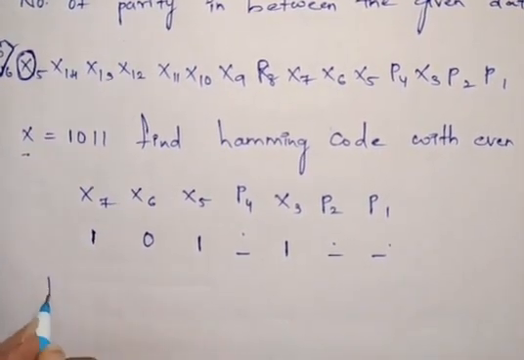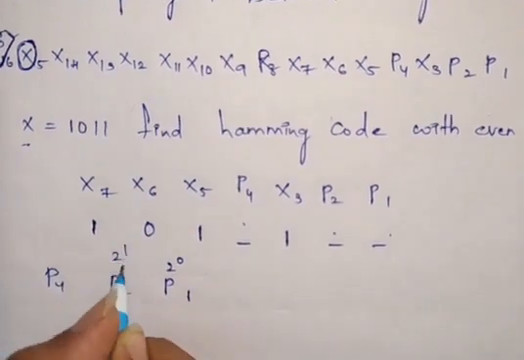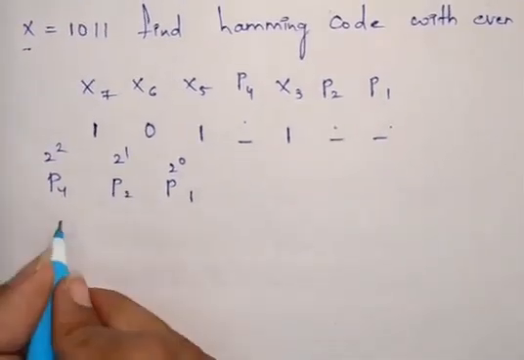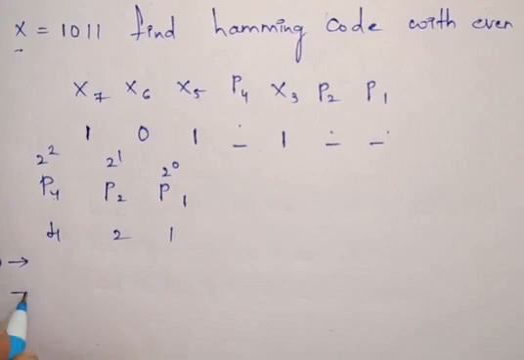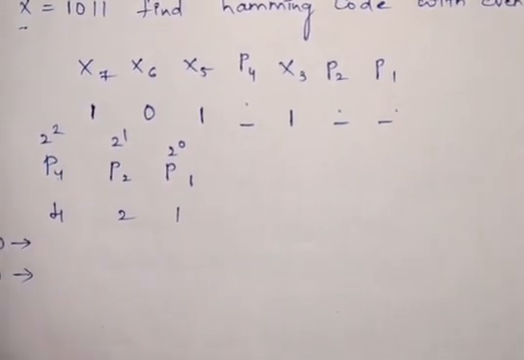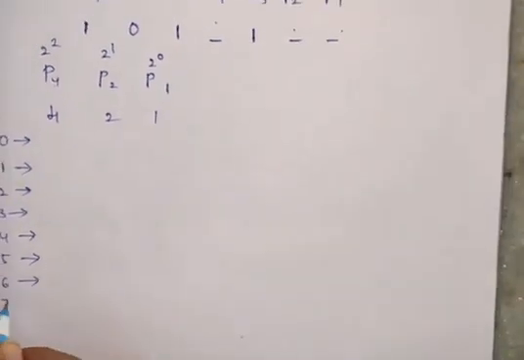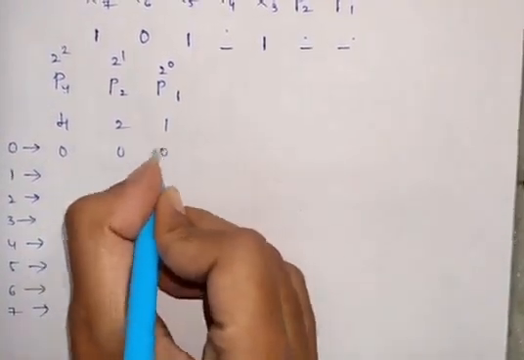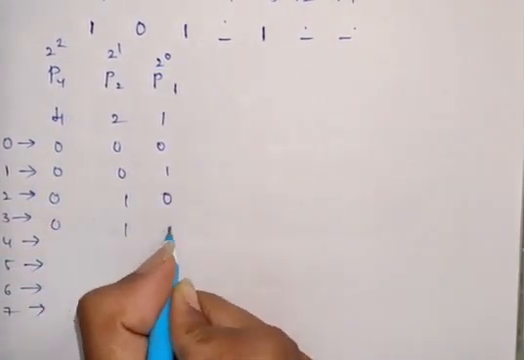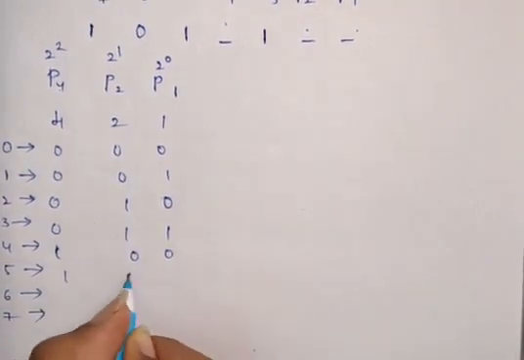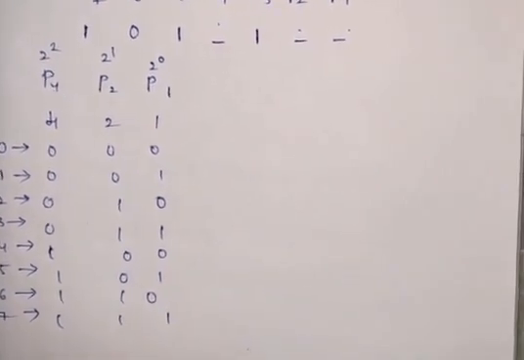Now we'll make a table P4, P2, P1. That is 2 power 0 means 1. 2 power 1, 2. 2 power 2, 4. 4, 2, 1. Similarly, we write 0 to 7. 000, 001, 010, 011, 100, 101, 110, 111.